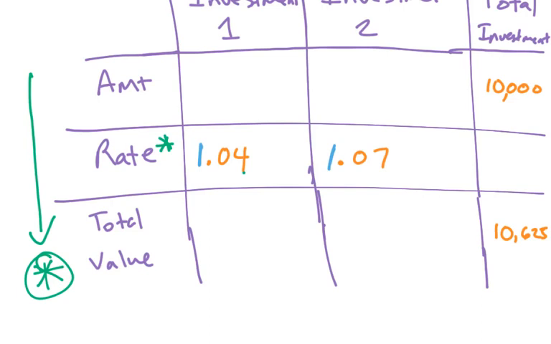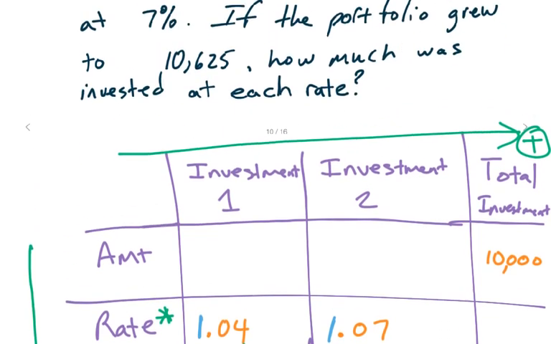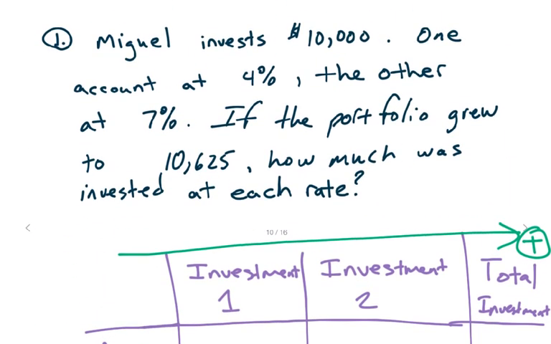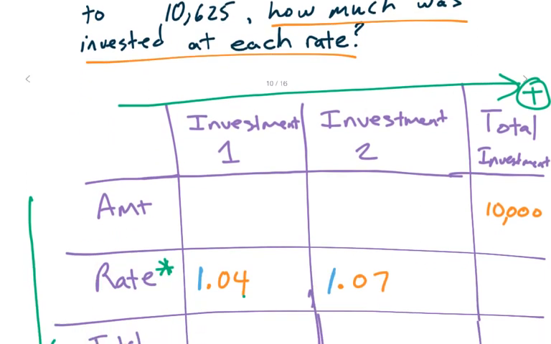So hopefully that makes some intuitive sense. Going across, you add. Going down, you multiply. Just remember you can't add across for the rate. Okay, so what am I going to do here? It says it wants me to know how much did I invest at each rate.